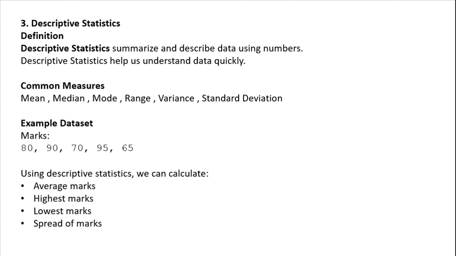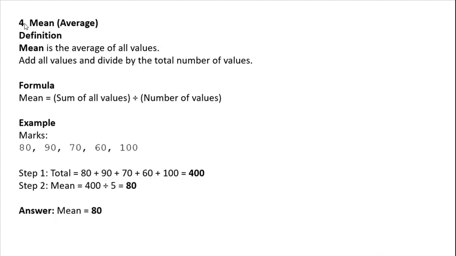And fourth is the mean. Mean means average. The mean is the average of all the values: add all the values and divide by the total number of values. The formula is the sum of all the values divided by the number of values.